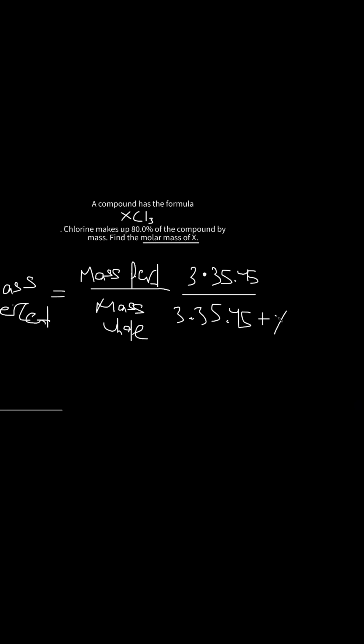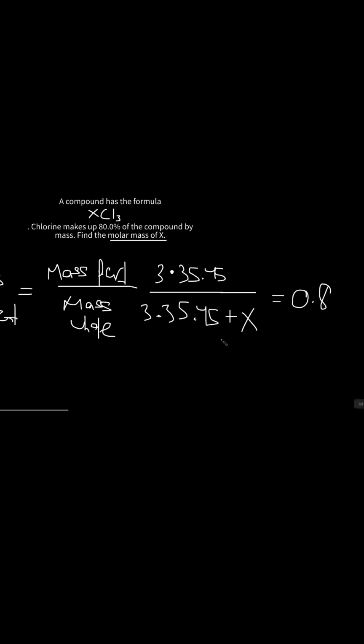Let's just call this X. And I know that the mass of the chlorine divided by the mass of the whole thing, we know that chlorine makes up 80% of it. So I could just set this equal to 80%, right? And 80% is the same thing as 0.8.